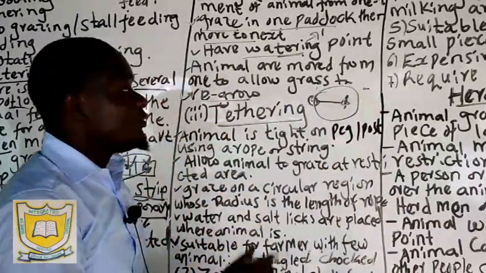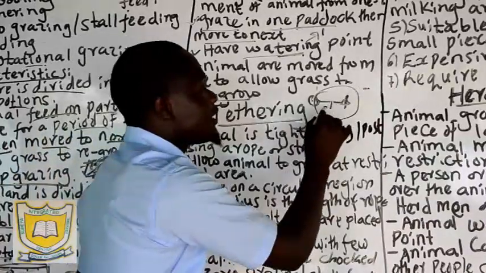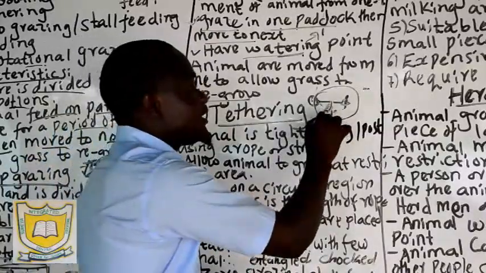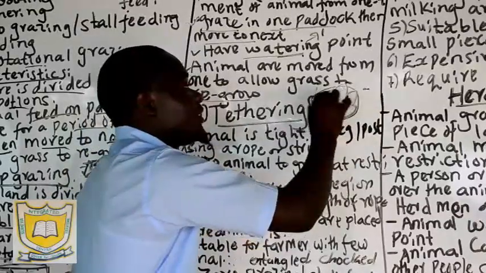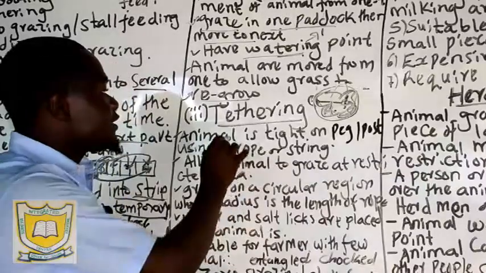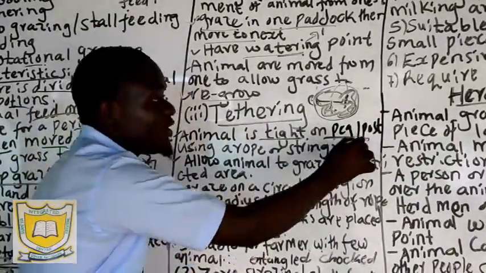Now, as in mathematics, you have this one as the radius. The rope becomes the radius of the animal's grazing, and this is the piece of pasture that the animal is allowed to graze. Now the characteristics of tethering, generally, number one, we say the animal is tied on a peg or a post.